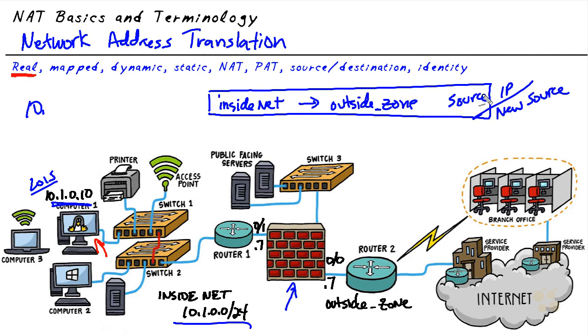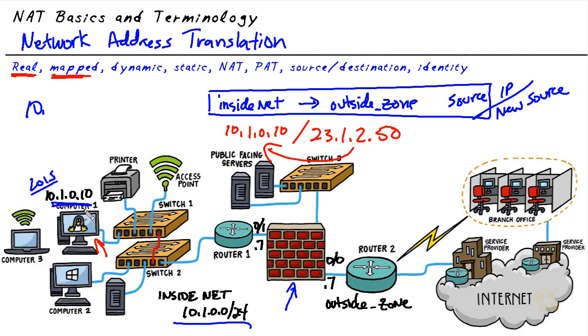So as part of this rule, when Lois is sending traffic out, her address of 10.1.0.10, let's imagine that it's swapped out for 23.1.2.50, or some other address that's associated with this interface here on the firewall. This globally routable address that we're translating to in this example would be the mapped address. It's the address that behind the scenes is representing that address on Lois's computer.